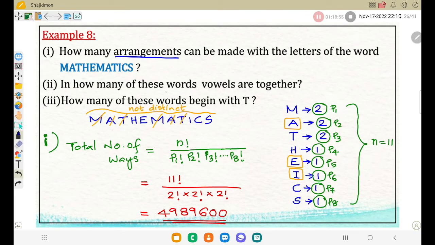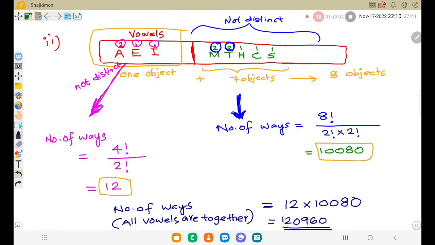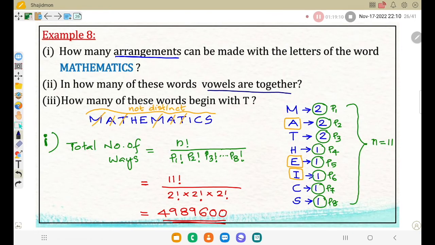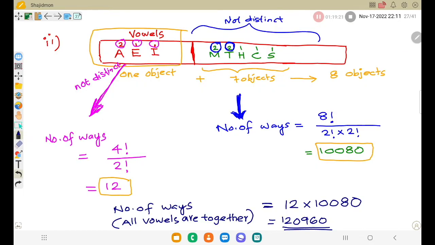In how many ways of these words all vowels are together we can arrange? So we got the answer. Totally 4989600 ways. All vowels are together means we can arrange 120960 ways. Now we can go to the third part of the question. How many ways of these words begin with the T letter? This is also how many ways out of these words begin with the T letter. Okay. So we will go to that third part of the question.